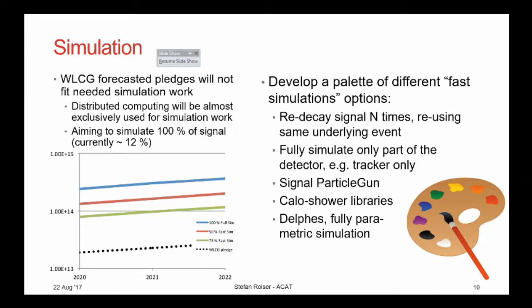Simulation. This is a plot that you may remember from this morning. This is the WLCG pledge as we forecast for the Run 3 period, and this is the work that we need to do for the simulation as we are forecasting it. If we stay with full simulation or partly fast simulation, and you can see this is log scale, we are an order of magnitude off.